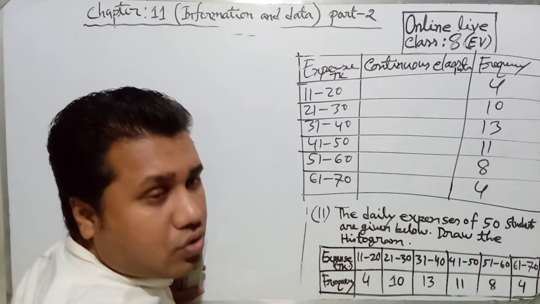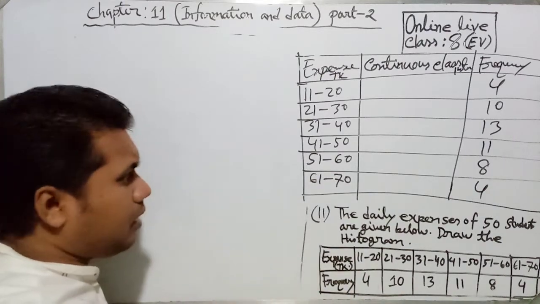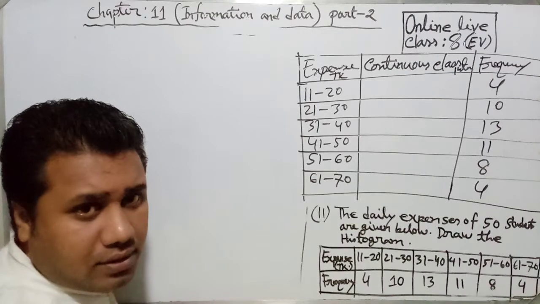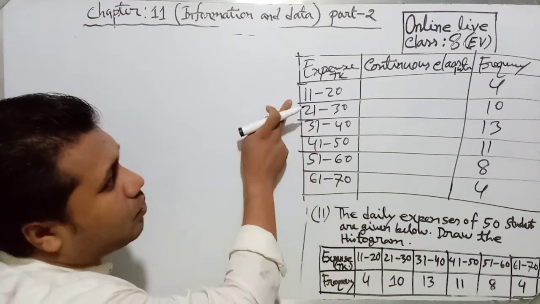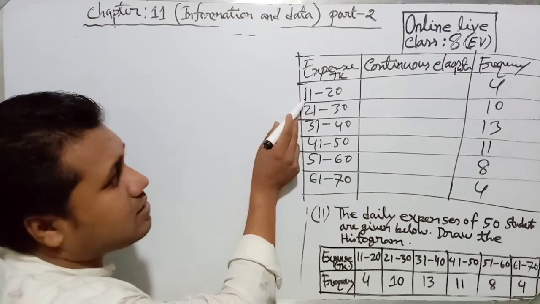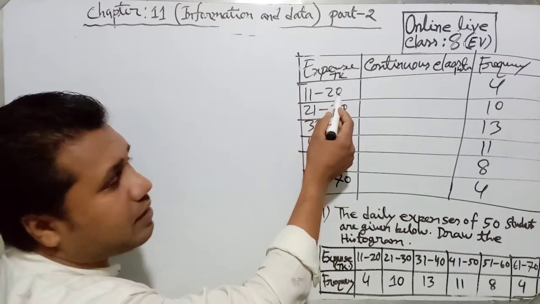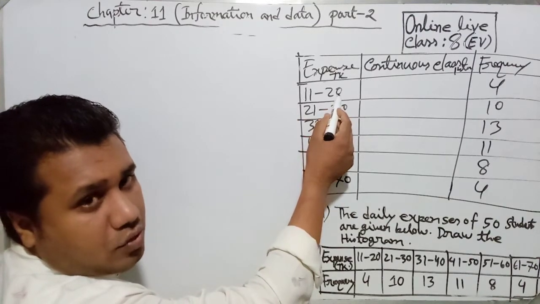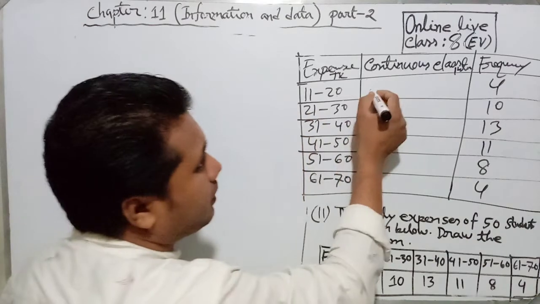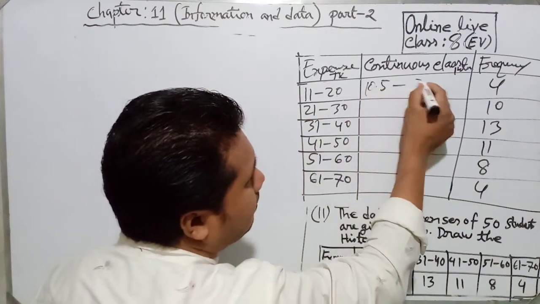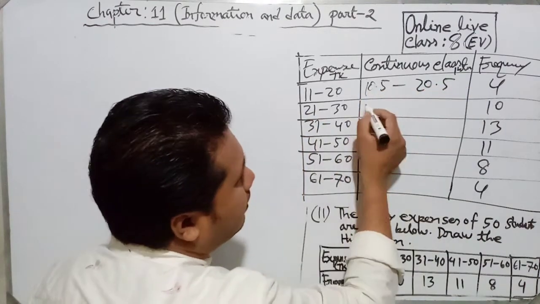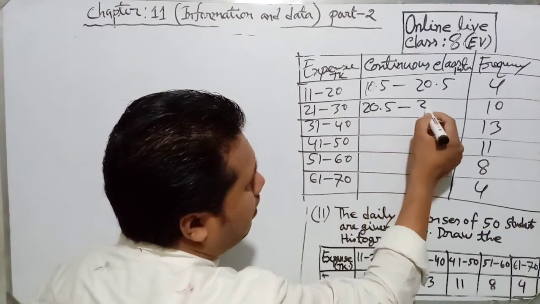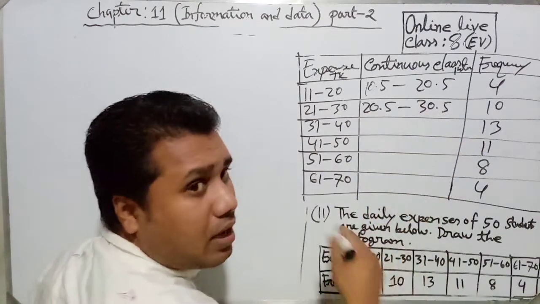But the most familiar process is this one: we have to write 0.5 less for the lower value and 0.5 more for the higher value. So we can write it will be 10.5, it will be 20.5, it will be 20.5, it will be 30.5.